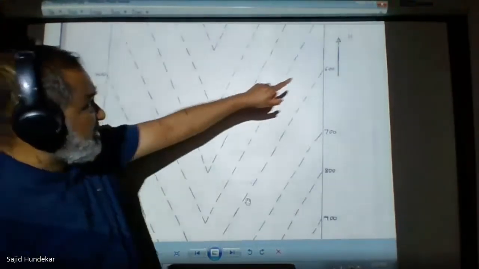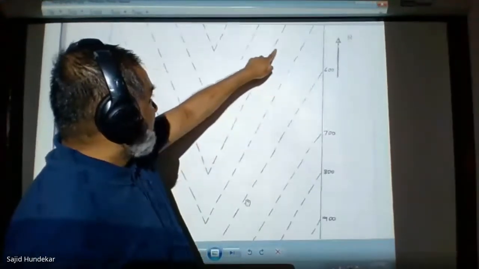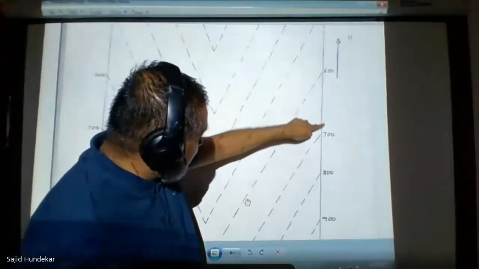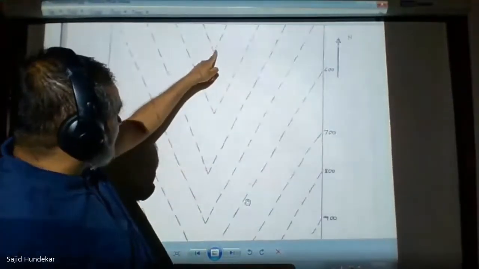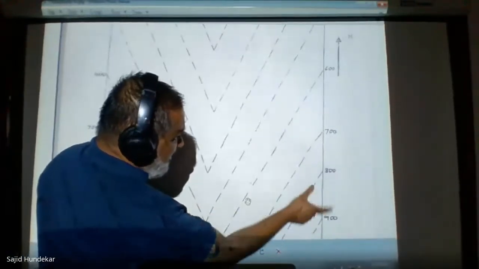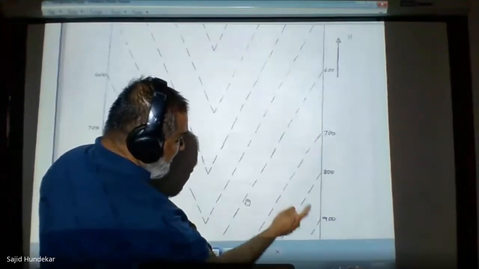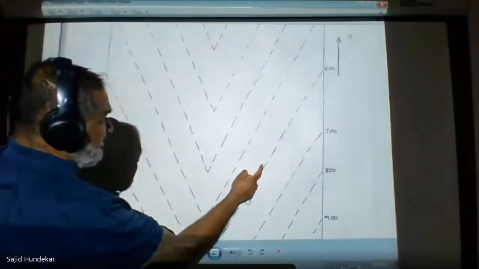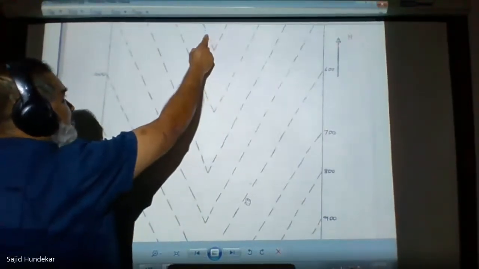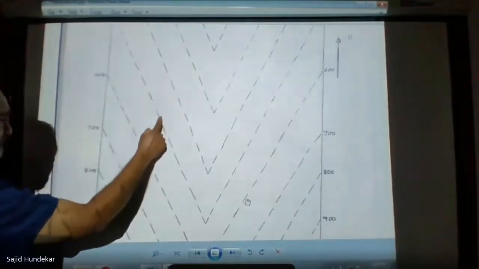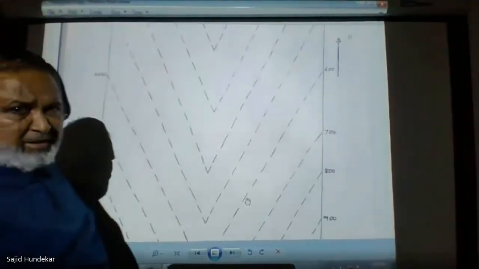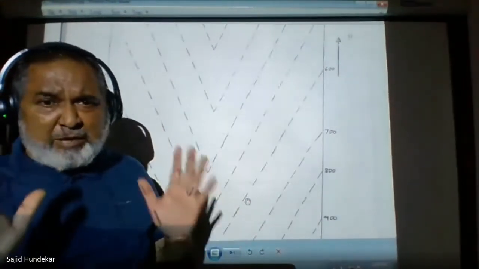Now what is happening? 600, 500, 400, 300, 200. Why is this there? Because the values are increasing on the downward side. From here the values go on increasing. 900, 800, what is the difference? 100 is the difference. So 900, 800, 700, 600, 500, 400, 300 and 200. Similarly, 200, 300, 400, 500, 600, 700, 800, 900. Clear now? So this is the V-shaped open contour pattern.